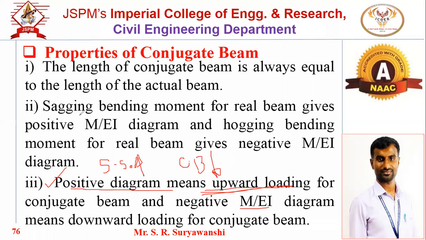Okay. Sagging bending moment means positive bending moment, simply supported beam, loading will be upward. Hogging bending moment, cantilever beam, negative bending moment, loading will be downward. The length will be the same, and we saw how the supports change: hinge will be hinge, roller will be roller, fixed will become free, free will become fixed.